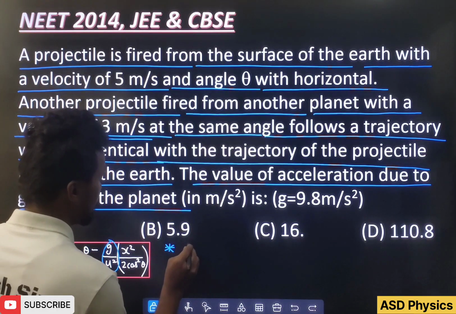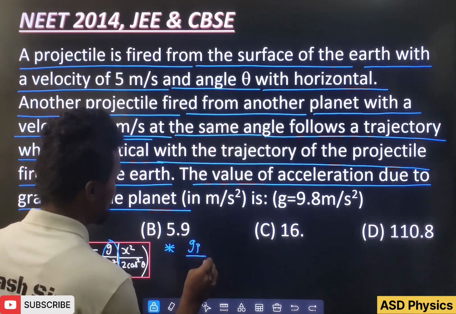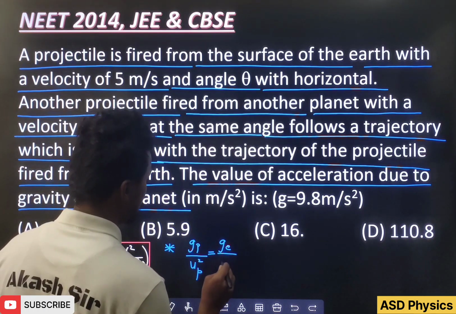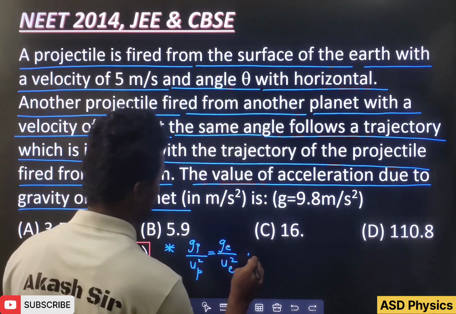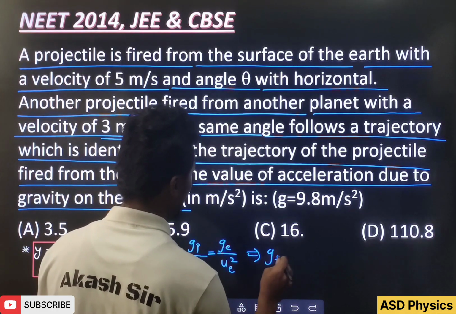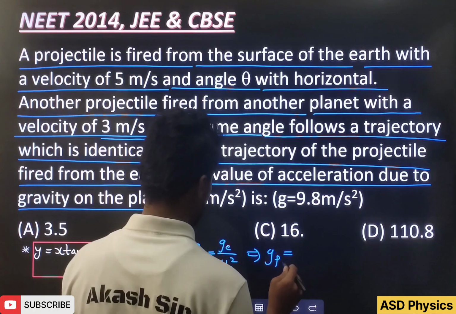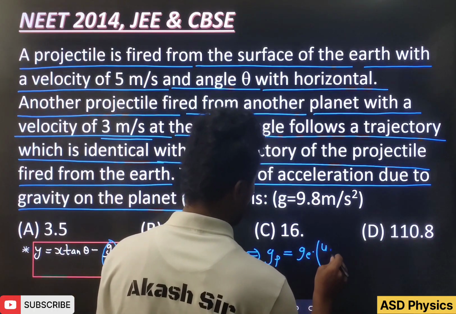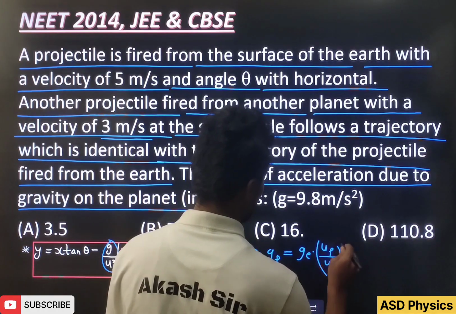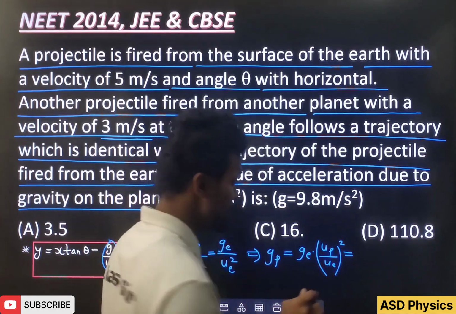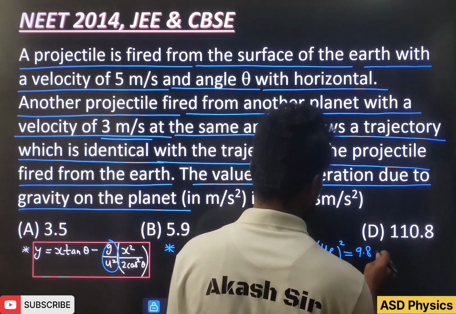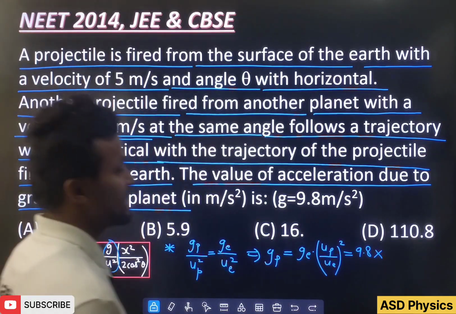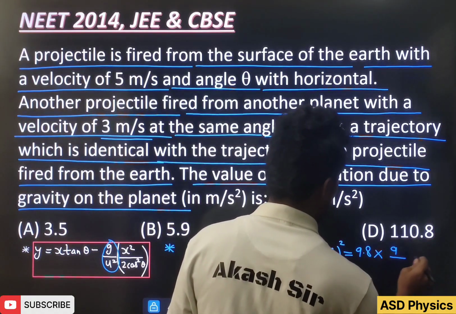So what can I tell here? I can tell very well here, g on the planet by u on the planet square will be equal to g on earth by u earth square. Okay, so from here the gravity on the planet is given by, remember, g_E into (u_P by u_E) whole square. What is g_E? That is given here, 9.8. Speed on the planet, they're telling here, 3. So 3 square means it will become 9.